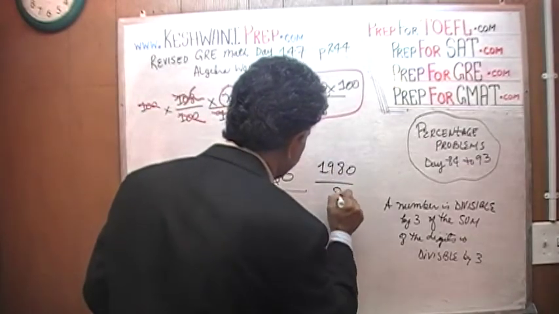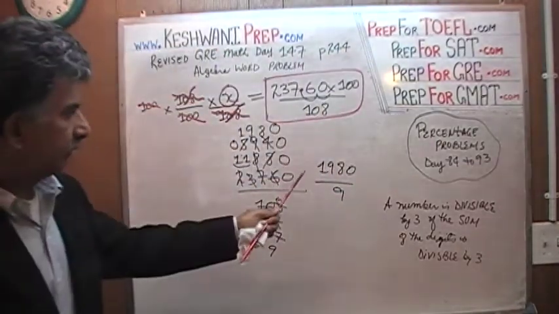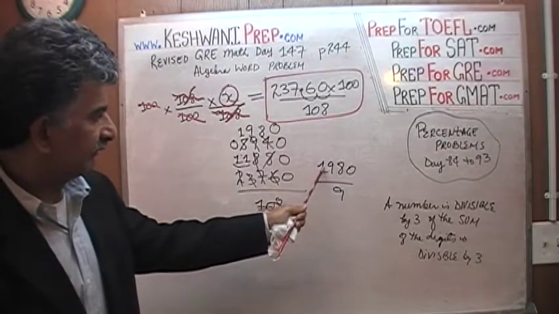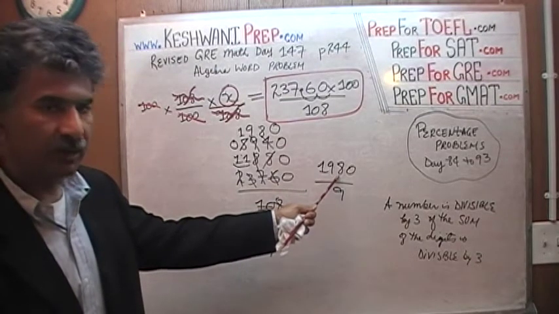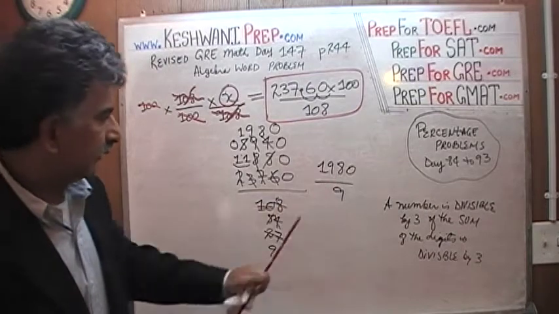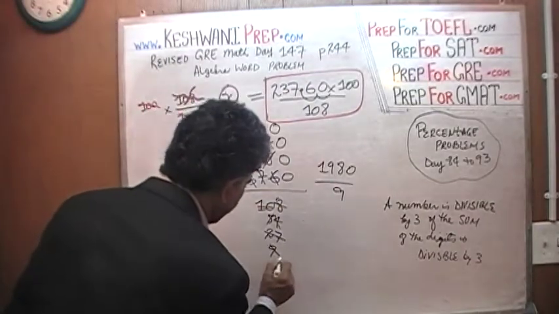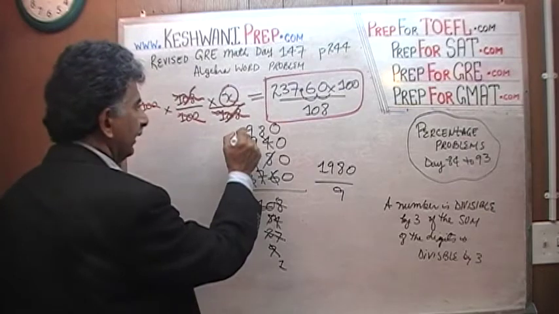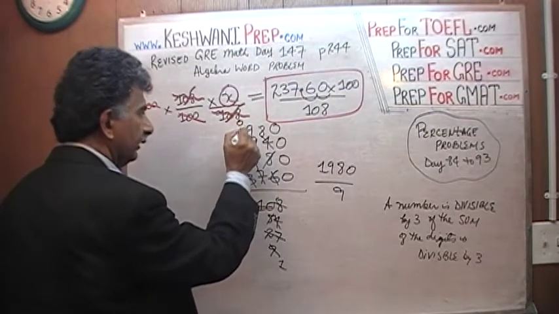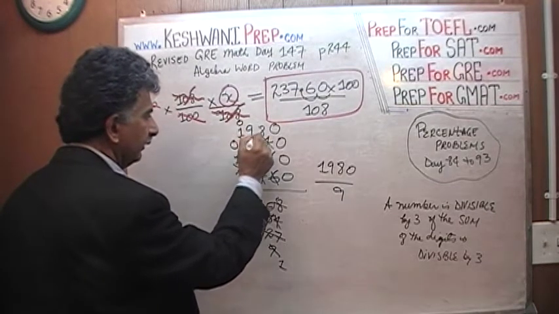1980 divided by 9. That actually is divisible by 9. I just noticed it because this is 18. The remaining one is going to go and join this guy, and it's going to become another 18. So if you were to divide by 9 on the top, how many 9s in a 0? How many 9s in a 1? 1 has no 9s.